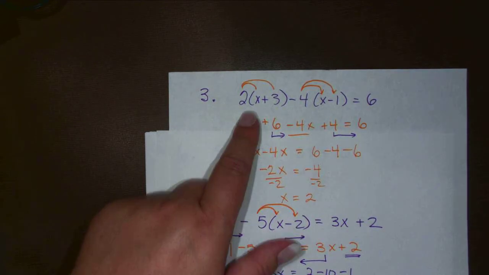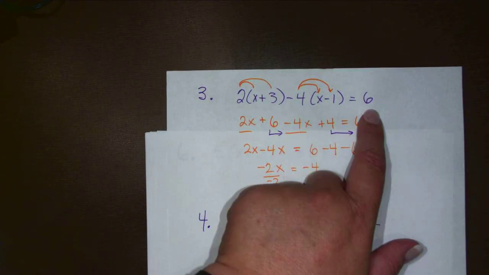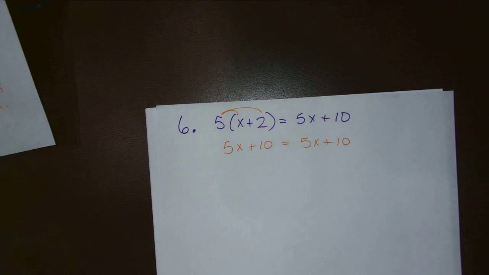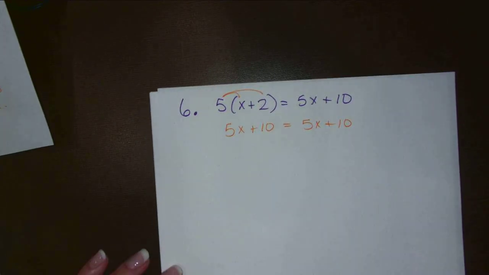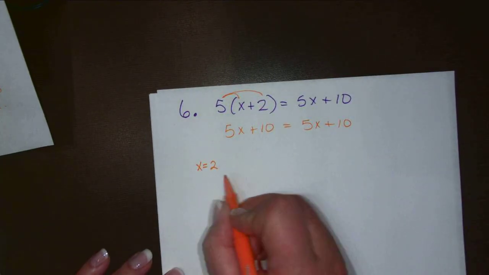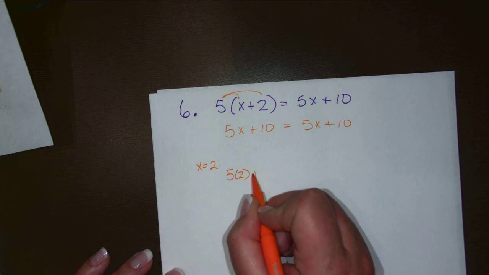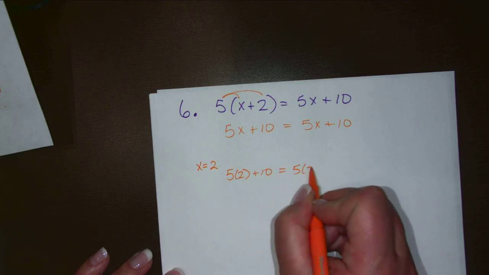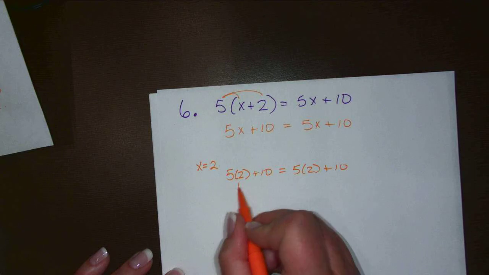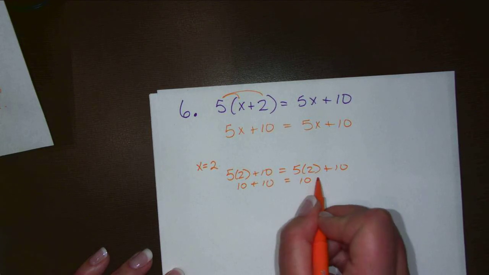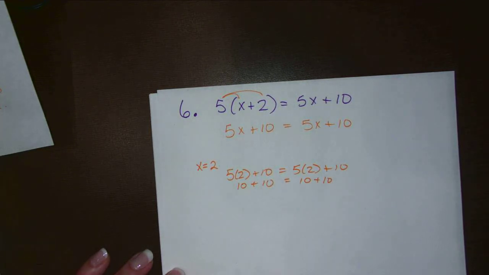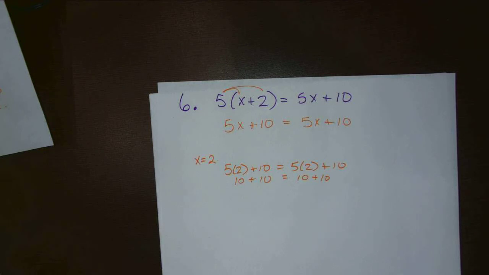2 is the only thing that will make this side equal to 6. Here, we can actually plug in anything. If I put in x is 2, I would have 5 times 2 plus 10 is equal to 5 times 2 plus 10. So 10 plus 10 is equal to 10 plus 10. Do you see that no matter what I put in there, both sides will still be equal? If I let x equals 3, if I let x equals anything, both sides are still going to be equal. They're going to work, and it's going to be equal.